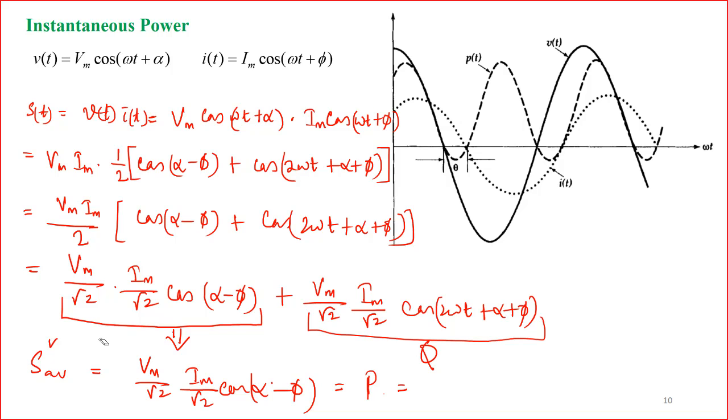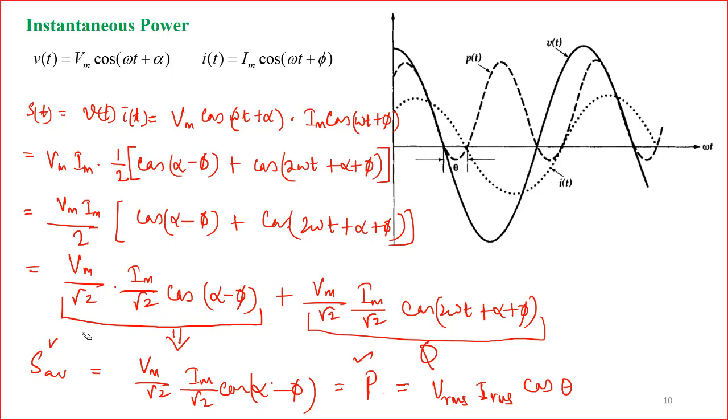So I can write this as Vm by root 2 is Vrms and Im by root 2 is Irms, right? So Vrms into Irms cos of alpha minus phi is what? Alpha minus phi is nothing but the phase difference between voltage and current, right? So I can write it as theta. Therefore I can write VI cos theta is the active power, right? So that gives us the active power. Alpha and phi are the phase angles of voltage and current, so alpha minus phi gives me nothing but the phase difference between voltage and current, right?